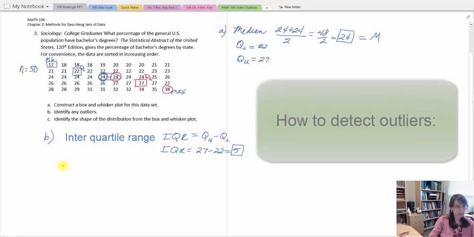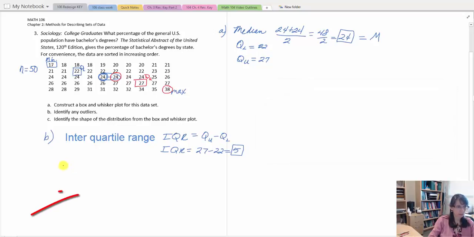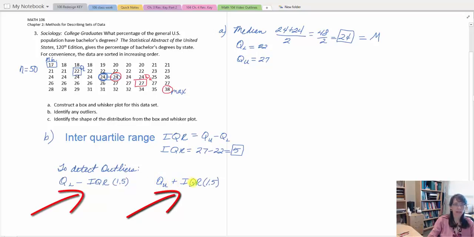The way we're going to detect outliers is to take the lower quartile minus the IQR times 1.5. And then we'll take the upper quartile and add the IQR times 1.5. So we have QL, that was 22, minus our interquartile range of 5 multiplied by 1.5. That gives us 22 minus 7.5, and that value is 14.5. So really what this tells us is that any measurement in our data set that is 14.5 or lower will be considered an outlier.